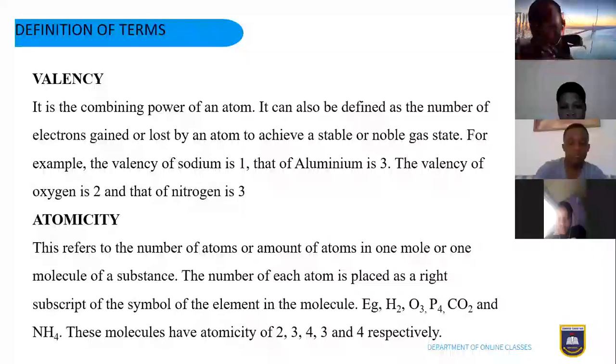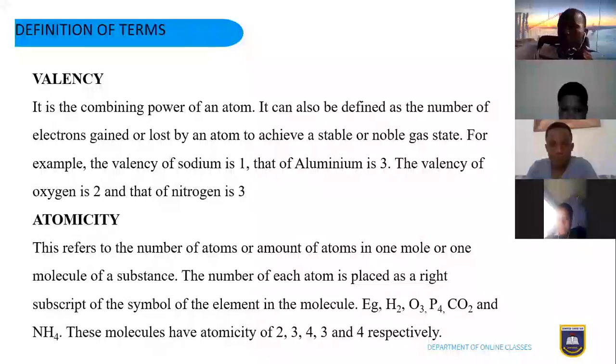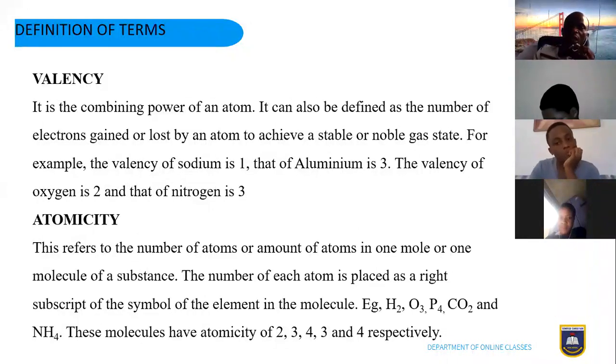Hello, people, I'm back. So that's atomicity. If you take a molecule like hydrogen gas, you can see two atoms written at the bottom there. So the atomicity of hydrogen is 2. If you take O3, which is what we call ozone gas, there are 3 atoms of oxygen, so the atomicity is 3. If you take P4, of course phosphorus, there are 4 atoms, so the atomicity is 4. If you take CO2, there is 1 atom of carbon and 2 atoms of oxygen, so the atomicity is 3.